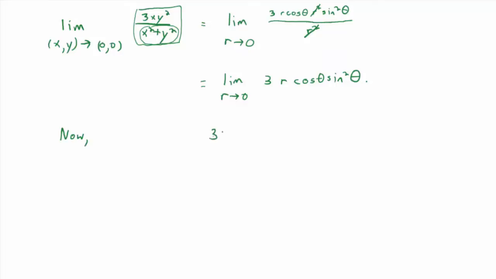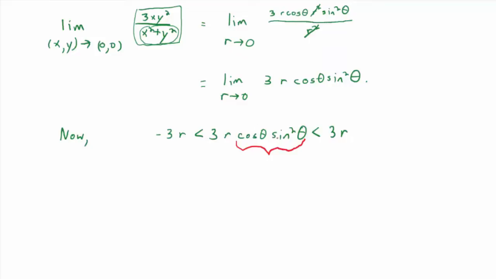Now I'm going to drop the limit notation. Let's see if you believe this statement. This 3r cosine theta times sine squared theta is between two much simpler values. It's between negative 3r and positive 3r. Do you buy that statement? Why would that statement be true? What two values are both cosine and sine always between? Think of height values of the sine wave. Yeah, negative 1 and 1. And so you know that cosine of theta is always between negative 1 and 1.